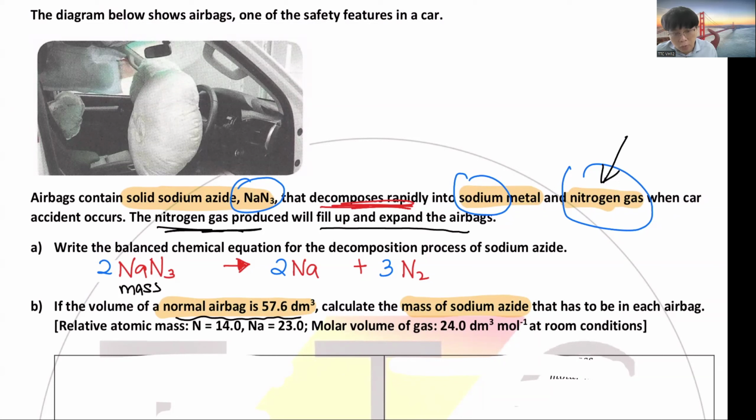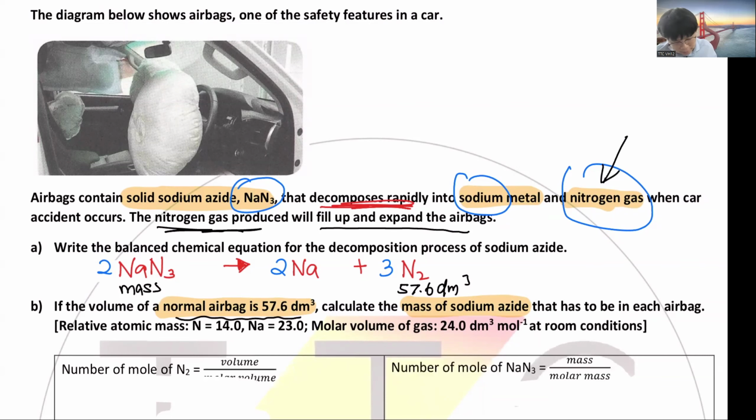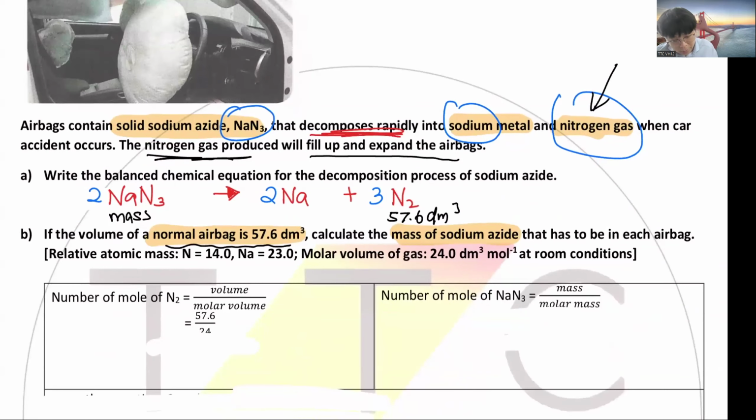So the volume given here is 57.6 dm³ of nitrogen. It's a keyword question. It's a keyword question that they don't tell you the volume belongs to who. You have to read the question carefully to know that nitrogen gas is the one that fills up the airbag. And my airbag is 57.6, meaning inside the airbag is all nitrogen gas. It's a very popular question for school.